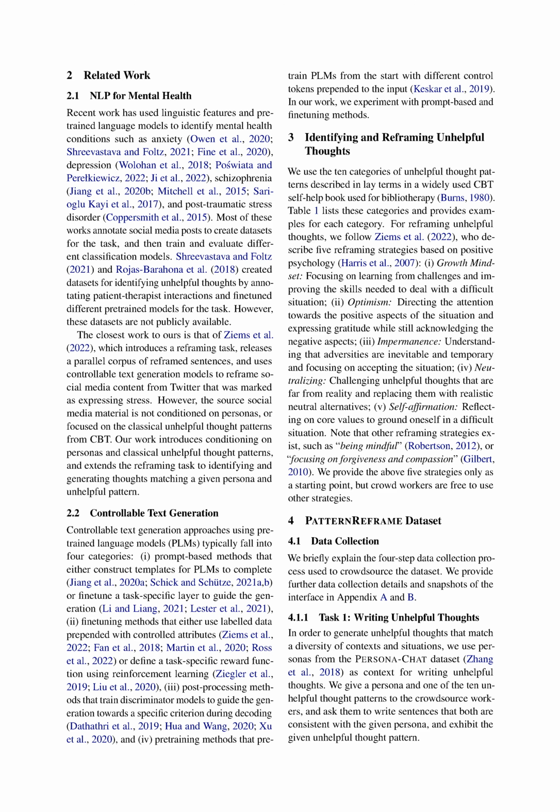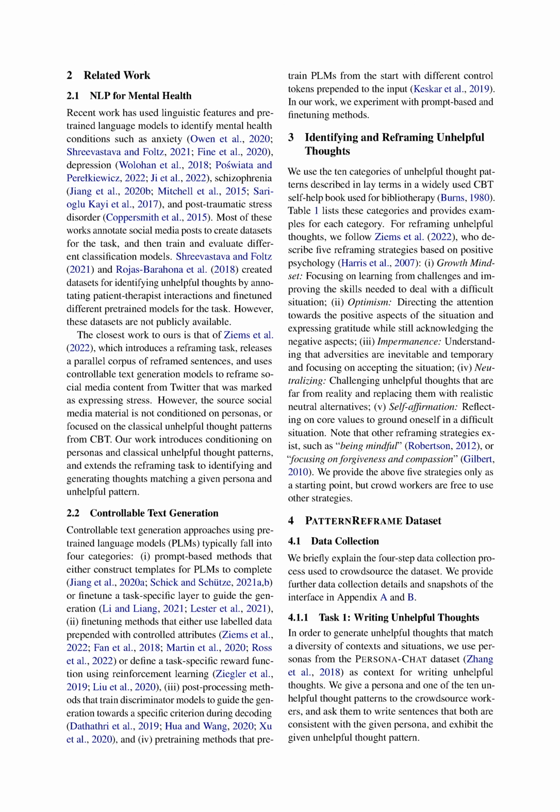In the area of controllable text generation, approaches using pre-trained language models, PLMs, generally fall into 4 categories. 1. Prompt-based methods that either construct templates for PLMs to complete or fine-tune a task-specific layer to guide the generation. 2. Fine-tuning methods that either use labeled data prepended with controlled attributes or define a task-specific reward function using reinforcement learning. 3. Post-processing methods that train discriminator models to guide the generation towards a specific criterion during decoding. And 4. Pre-training methods that pre-train PLMs from the start with different control tokens prepended to the input. In our research, we experiment with both prompt-based and fine-tuning methods.